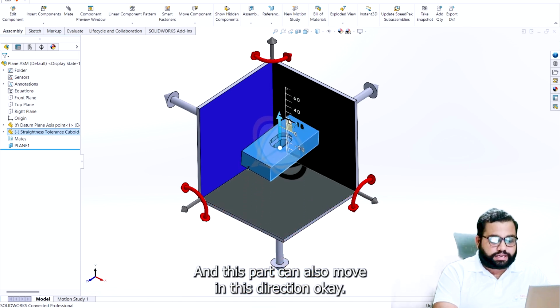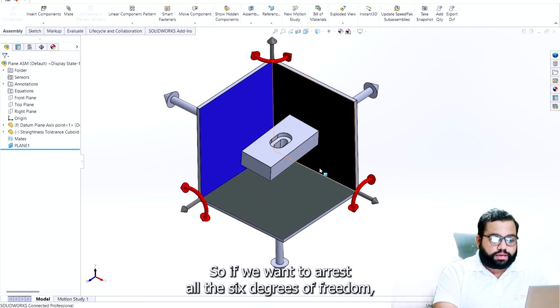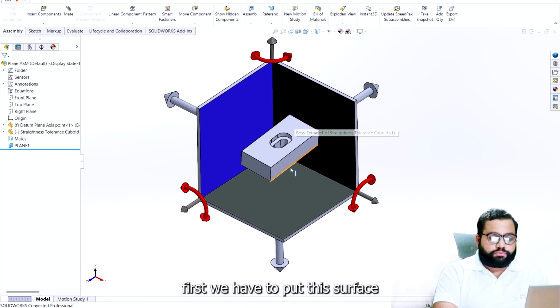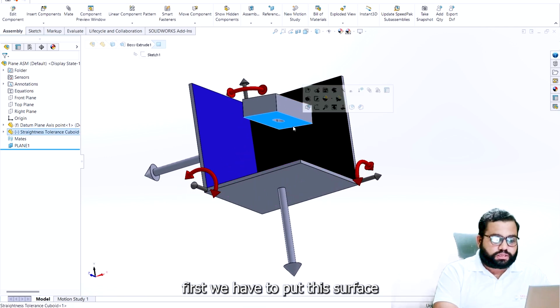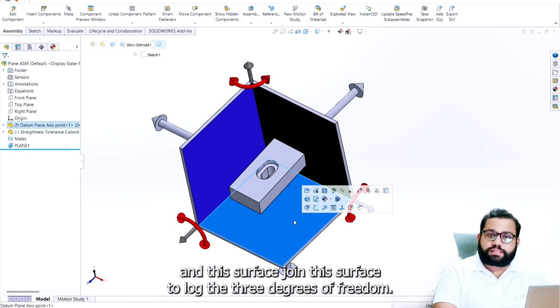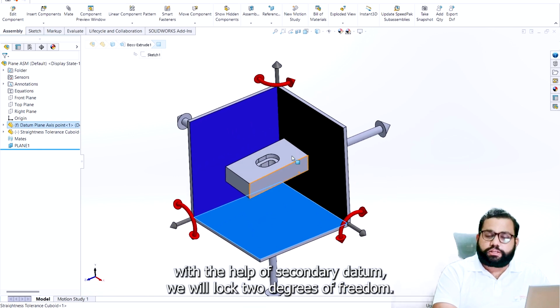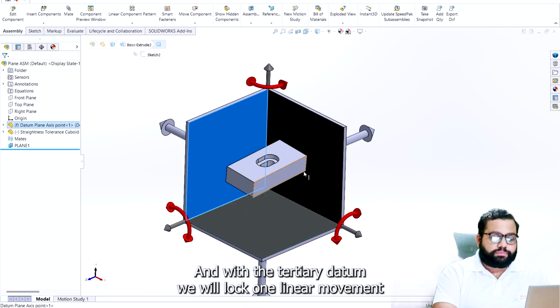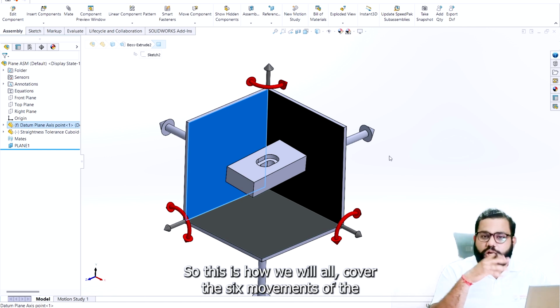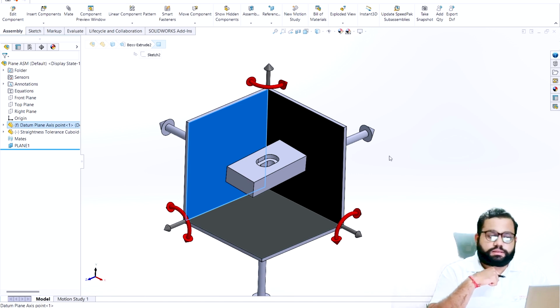Okay, so if we want to arrest all the 6 degrees of freedom, first we put this surface and this surface to lock the 3 degrees of freedom. Then with the help of the secondary datum, we lock 2 degrees of freedom, and with the tertiary datum we lock one linear movement, which is 1 degree of freedom. So this is how we cover all the 6 movements of the part.